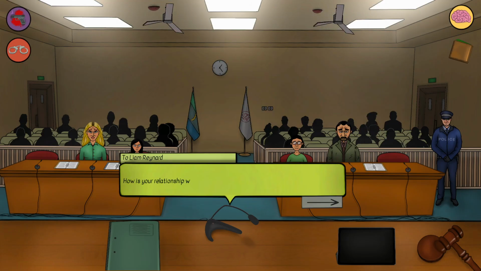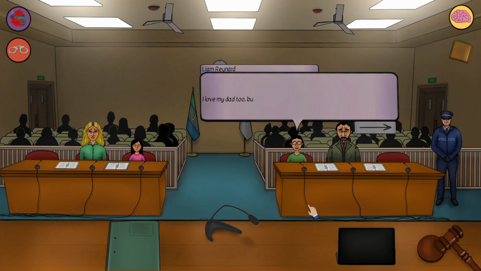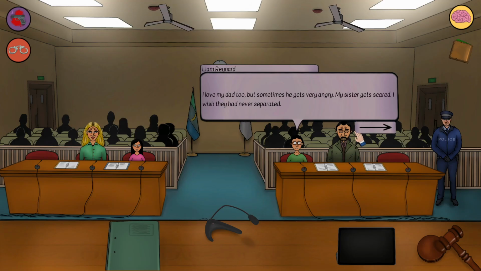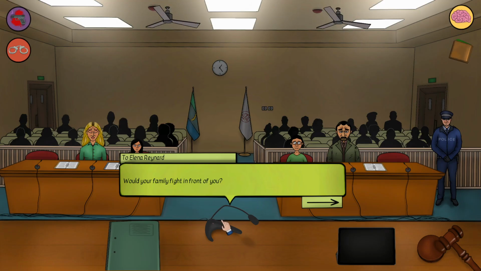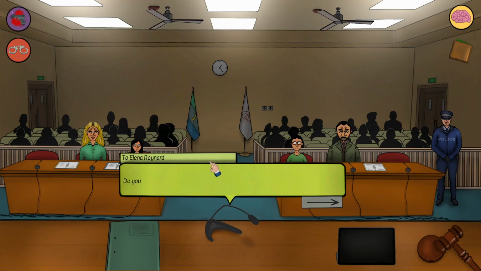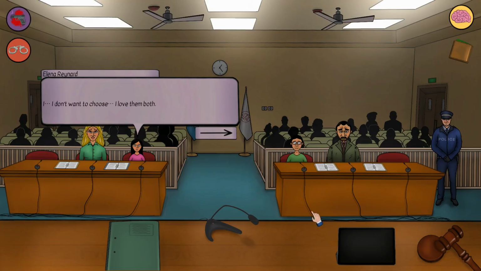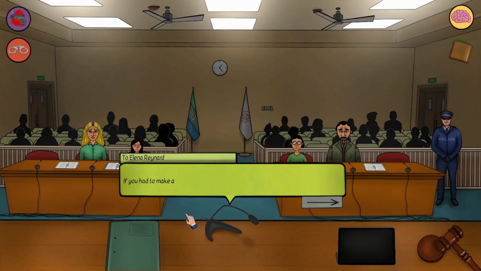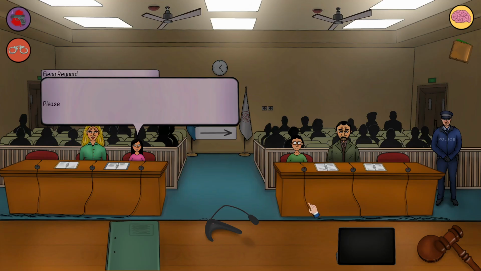Okay. How is your relationship with your father? I love my dad too, but sometimes he gets very angry. My sister gets scared. I wish they had never separated. Would your family fight in front of you? Yes, they were shouting at each other. Do you love your mom more or your dad? I don't want to choose. I love them both. If you had to make a choice, please don't separate me from my big brother.